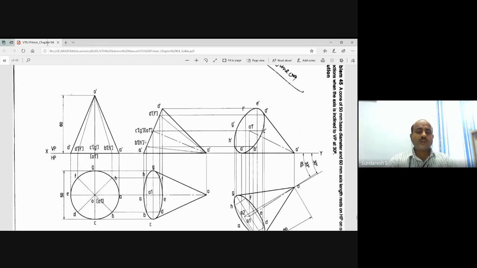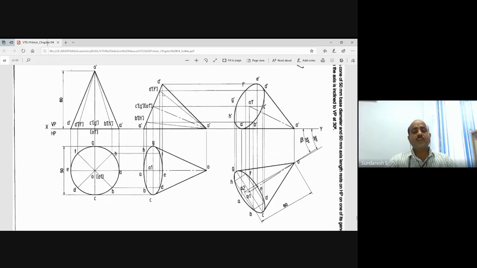Okay, so now take the corresponding distances using a compass and complete the front view of the cone. So measure A dash and D dash, and A dash and O dash is already known. So O dash and D dash, A dash and D dash. So join that and transfer the corresponding points to the top view. So draw the vertical projectors from each point and the corresponding horizontal projectors.